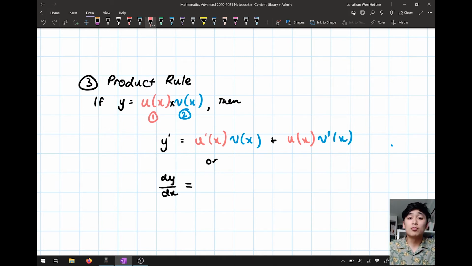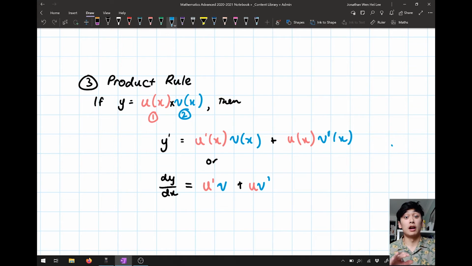Now, often this isn't written in this particular form. The shorthand and the short way to remember this is u dash v plus u v dash. So that is the formula that we're going to use.